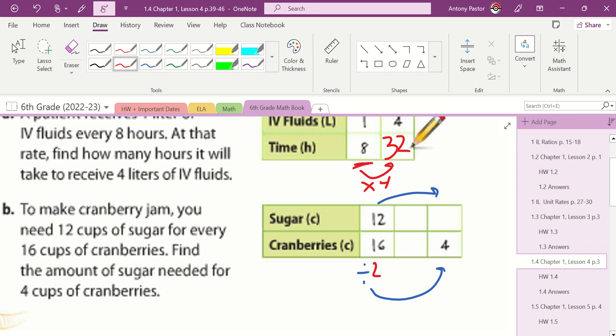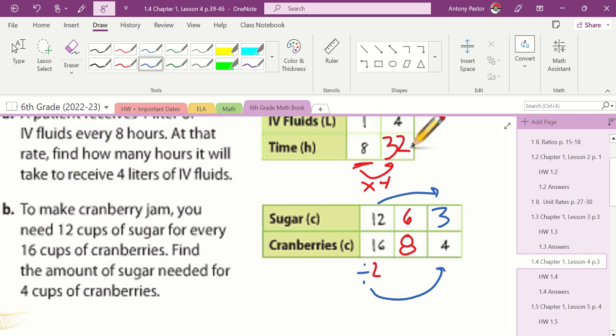16 divided by 2 will give me 8, and then 12 divided by 2 will give me 6. So 6 cups of sugar will need 8 cups of cranberries. Then I'm going to divide these again by 2. 8 divided by 2 gives me 4, and then 6 divided by 2 gives me 3.